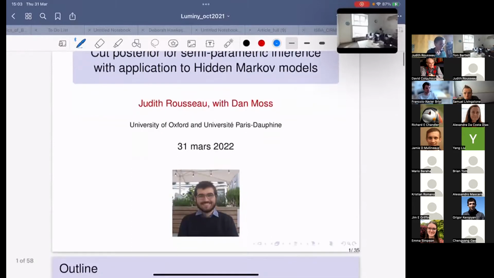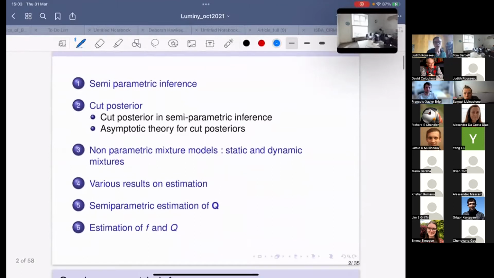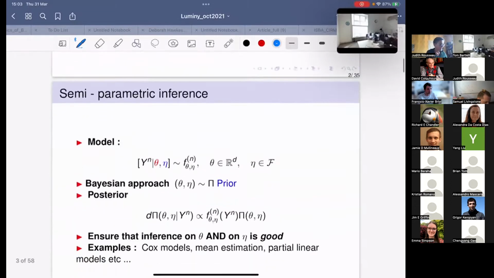state space. So I'll describe the context of semi-parametric inference and the kind of properties we are interested in, and why we might want to use cut posteriors in this context. And then I'll concentrate on the semi-parametric hidden Markov models and the results we have obtained in this context.